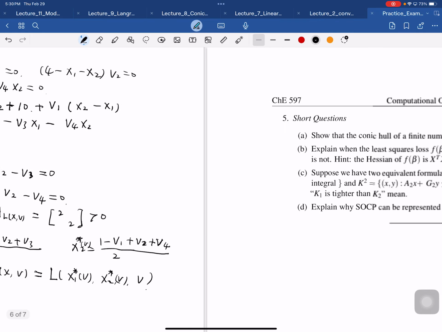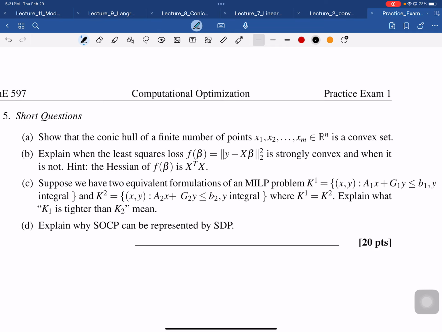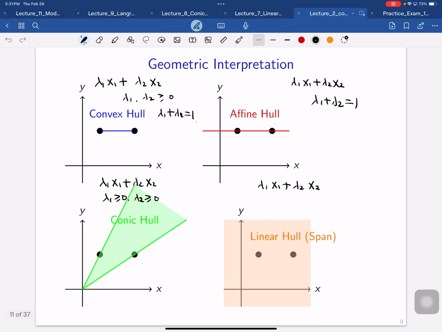All right. So the last part of the question is some very short explanation type of questions. The first thing is, show that the conic hull of a finite number of points is a convex set. So what is a conic hull? We talked about that in the second lecture, so remember this picture. What is a convex hull, an affine hull, and a linear hull? If you forgot about that, just try to remember these types of pictures.